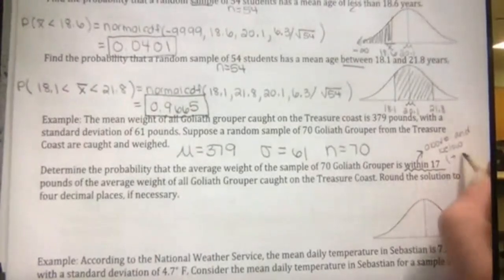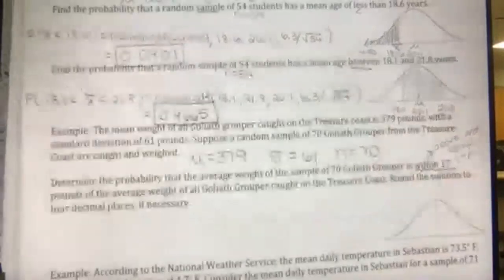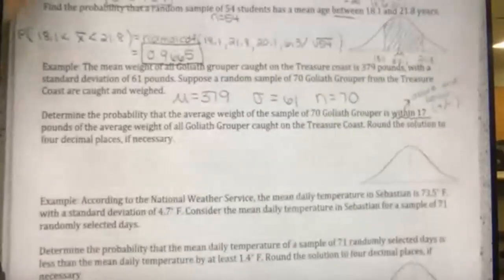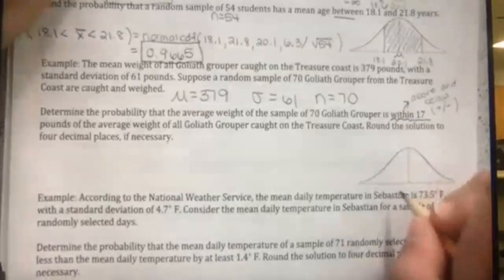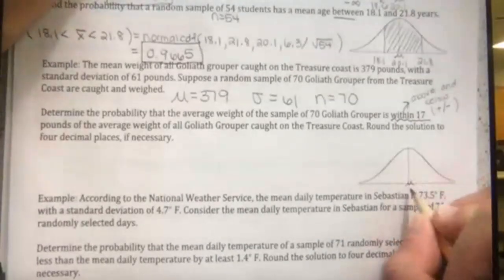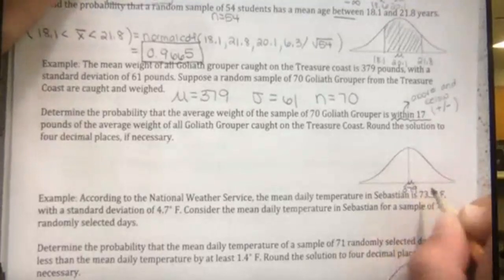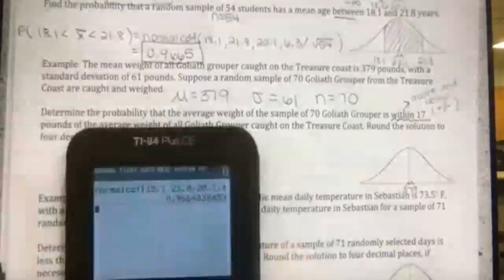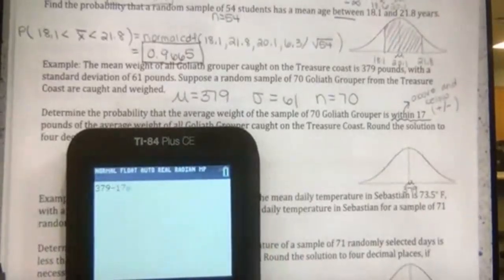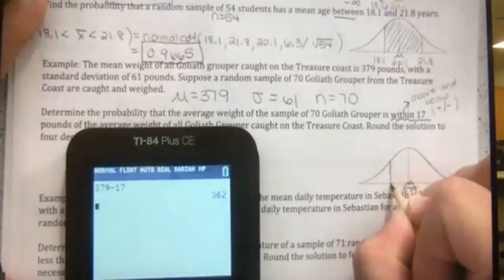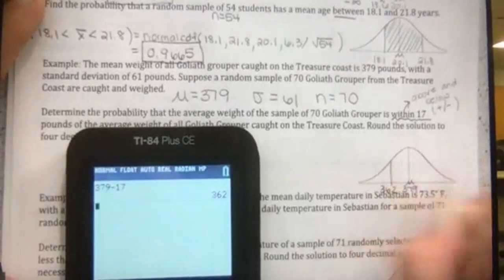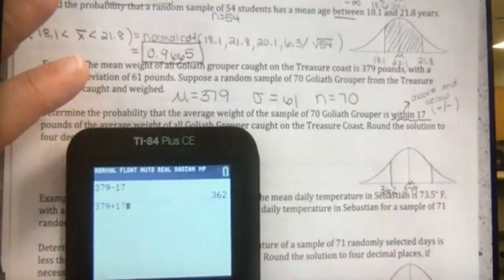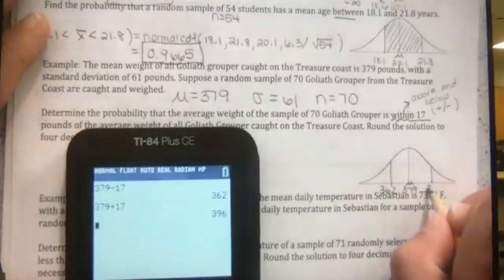Or if you want to say add and subtract. So it's the same thing. I just put some weird ones on here. Remember, in the middle is still our mean, which is 379. And within 17 pounds, so 17 pounds below that, 379 minus 17 would give us our lower boundary of 362. And 17 above, so 379 plus 17 would give us 396.